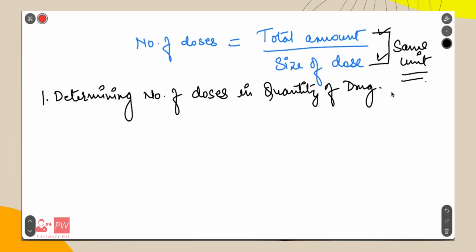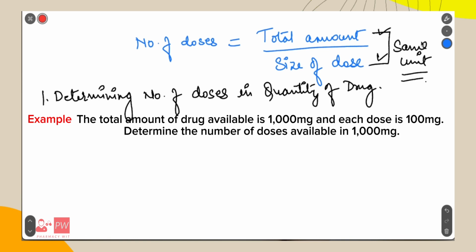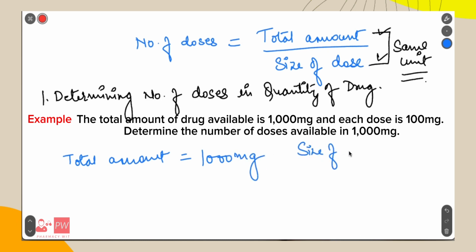So let's understand this with an example. The total amount of drug available is 1000 mg and each dose is 100 mg. So you have to determine the number of doses available in 1000 mg. So in this question we have total amount 1000 mg and size of dose 100 mg.